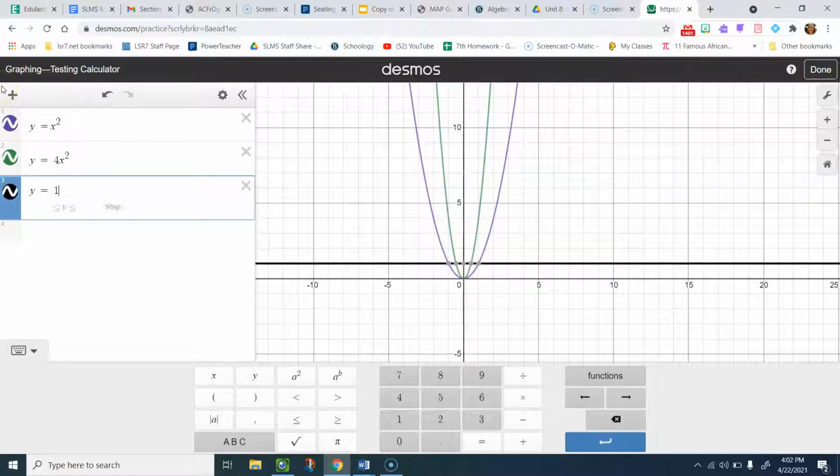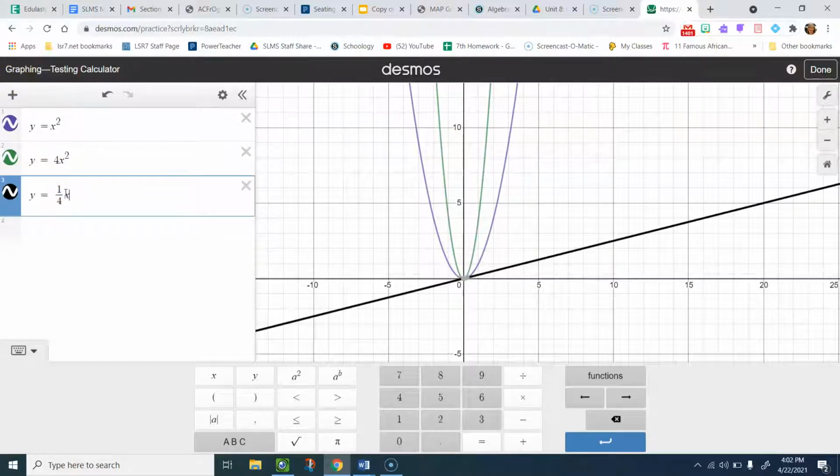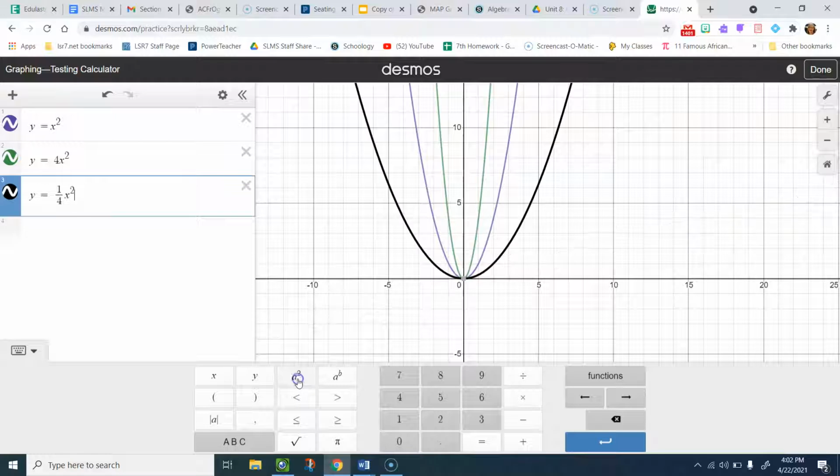Y equals 1/4. Move it up. So now it's black, which is fine. We'll just do that. Okay. So now look what happens. Again, the blue one is my parent function. The green one is y equals 4x squared. And the black one is y equals 1/4 x squared. Notice the fraction makes it wider. The whole number makes it skinnier. And we're going to talk about how we do that.